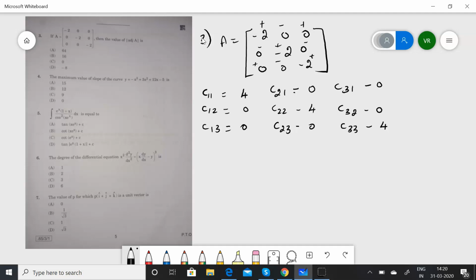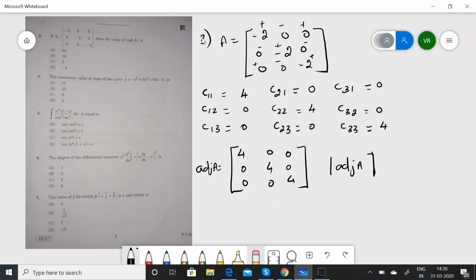So the adjoint of A is now going to be 4, 0, 0, 0, 4, 0, 0, 0, 4. Since it is a diagonal matrix, the determinant value is going to be the product along the diagonal, which is nothing but 4 cubed, which is 64. Hence, option A is correct.